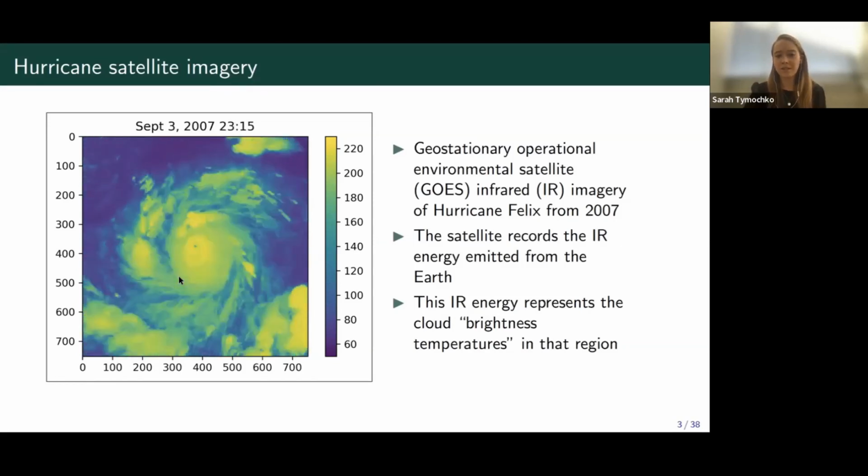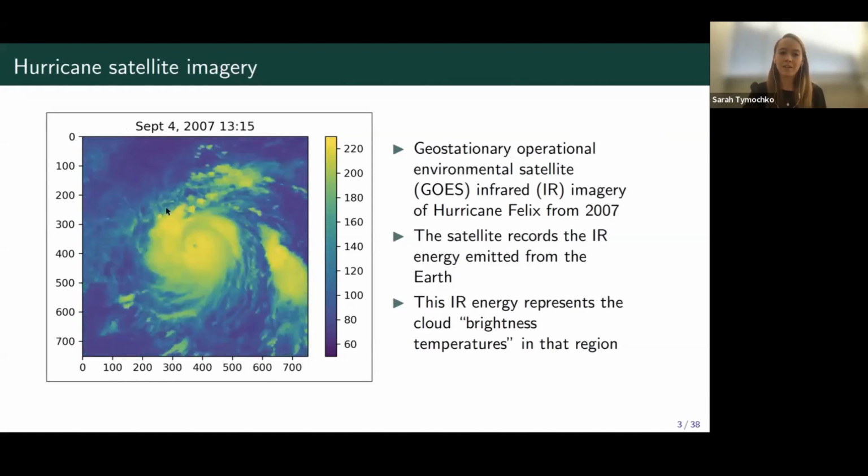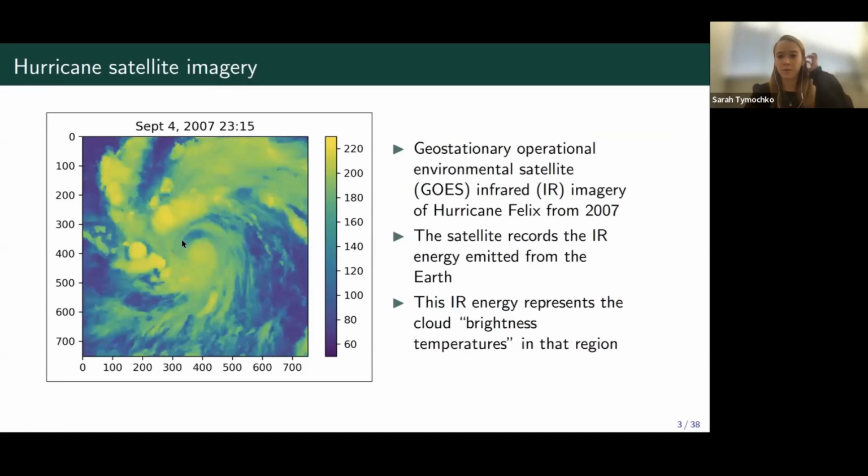One thing to note is that this hurricane actually hit land on September 4th, and you can kind of see the structure of the hurricane changing, where we're getting more sort of dispersed patterns in the temperature. So that's just kind of a cool way to see something that happened in the storm, but we can also see it just from looking at the images.